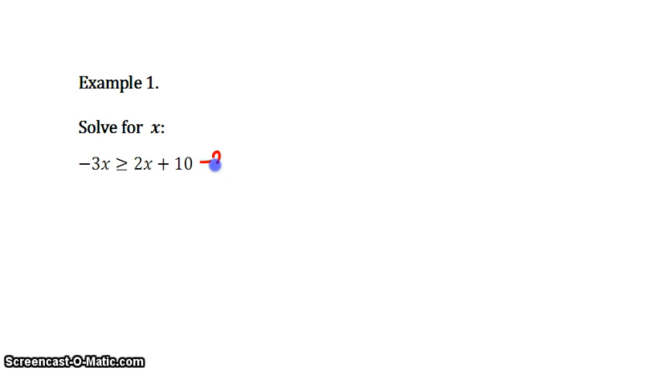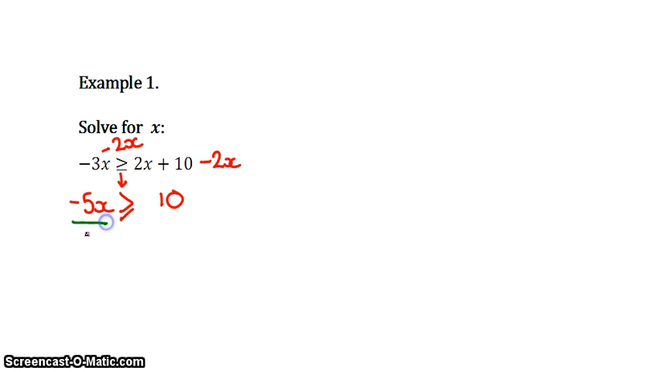So I'm going to minus 2x from the right hand side and minus 2x from the left hand side. Now there's nothing wrong with minusing 2x. I don't have to change the inequality sign around. So minus 3x take away 2x is minus 5x. 2x take away 2x disappears, so I get negative 5x is greater than or equal to 10. I don't change the sign around because I'm minusing 2x.